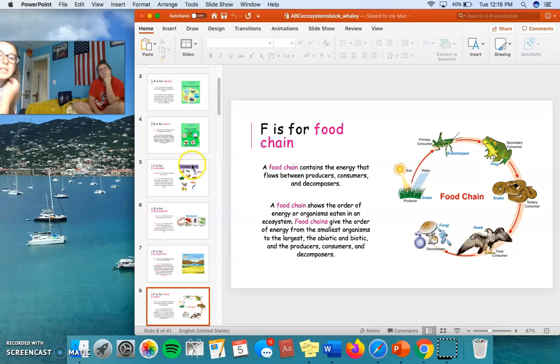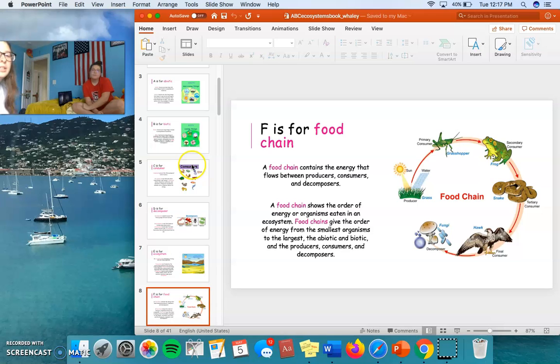producers, consumers, and decomposers. So here you can see we have our producer at the start, then we have a grasshopper eating it, then the frog eating the grasshopper, then the snake eating the frog, and then a hawk eating the snake, and then the fungus and decomposers breaking down what may come out of these animals or left behind by them. Have you ever heard of the word food chain before?